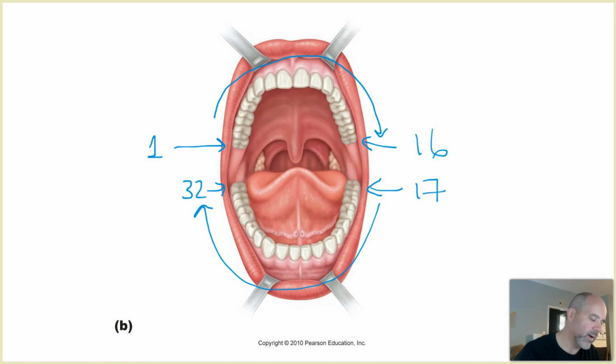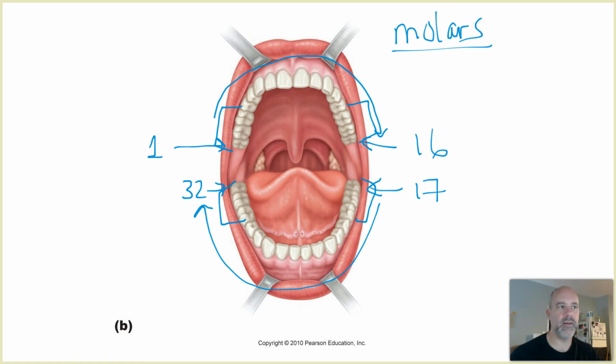Okay, and then in the very back, you have 3, 3, 3, and 3. Those are your molars. And the very back teeth are your wisdom teeth. Those are the ones that a lot of us have taken out.